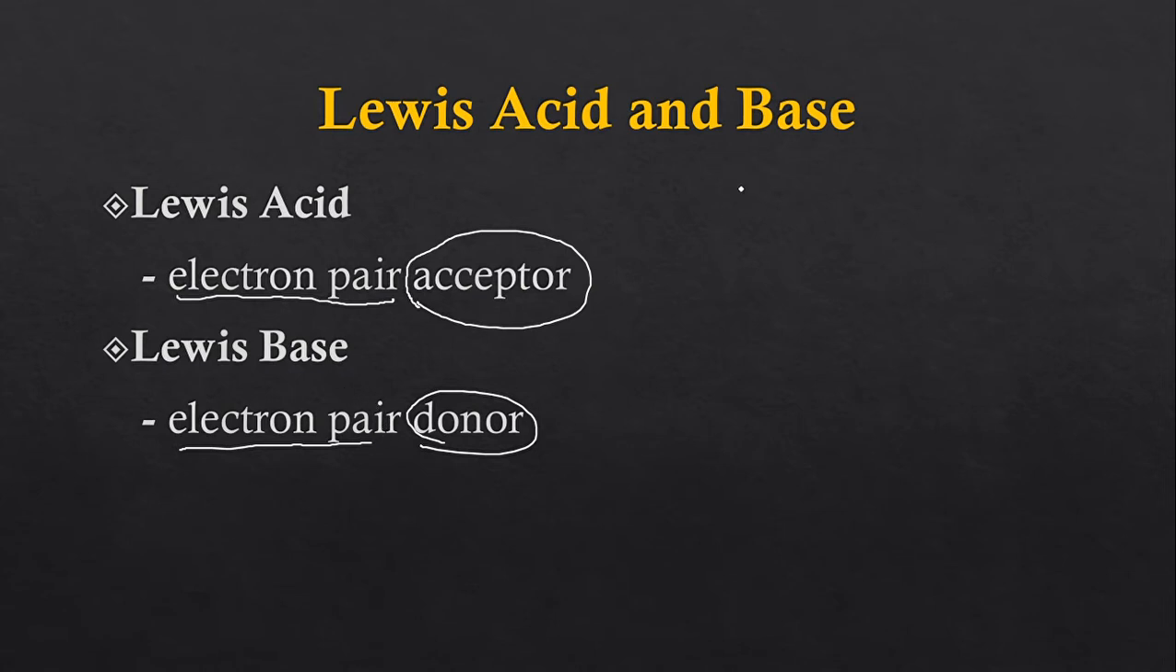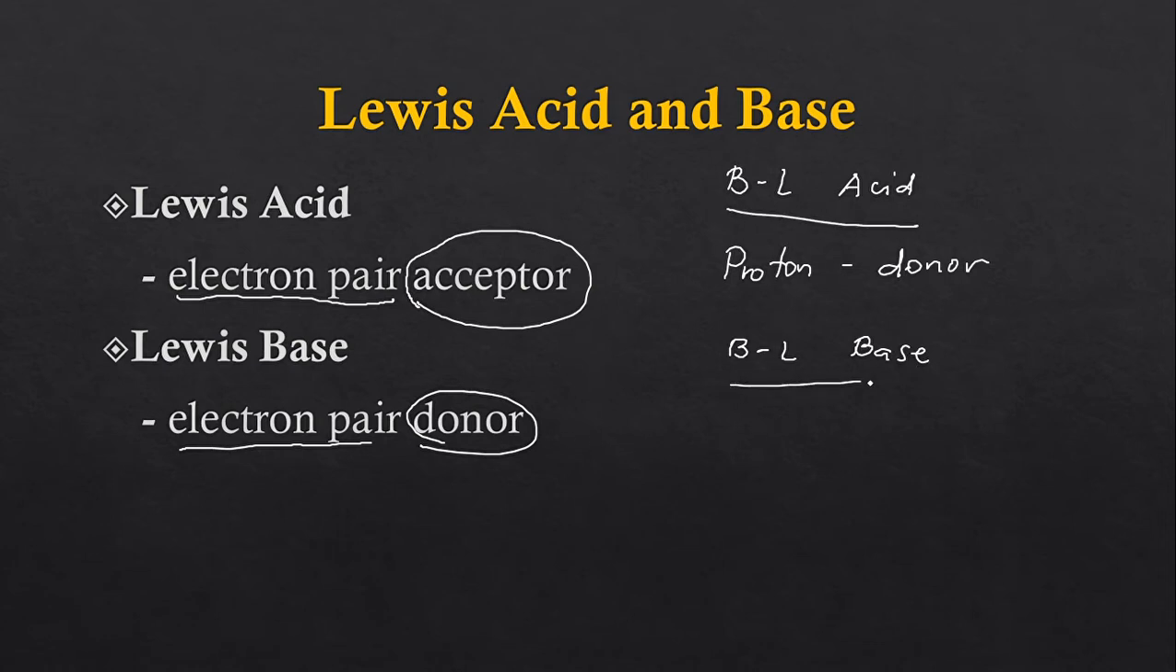Ang acid, acceptor. Electron pair acceptor. Electron pair donor naman ang Lewis base. Para may compare lang natin ha, ang Bronsted and Lowry acid, this is a proton donor. Okay? Pero sa Lewis acid, electron pair acceptor siya. For a Bronsted and Lowry base, okay, ito naman ay proton acceptor. Pero sa Lewis base, electron pair donor naman siya.